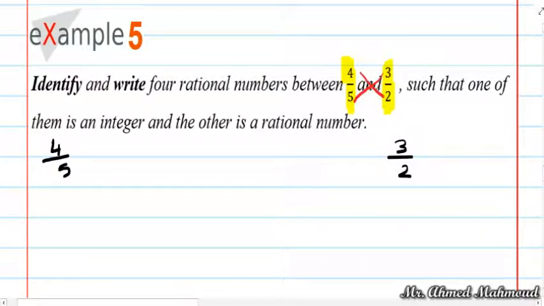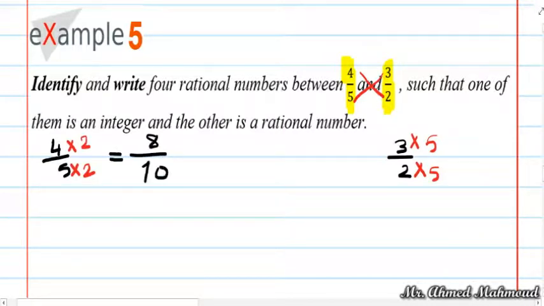the first fraction, multiply it by 2 up and down, the second fraction, multiply it by 5 up and down. Okay, the results will be 8 over 10 and 15 over 10. 8 over 10 and 15 over 10 like this.